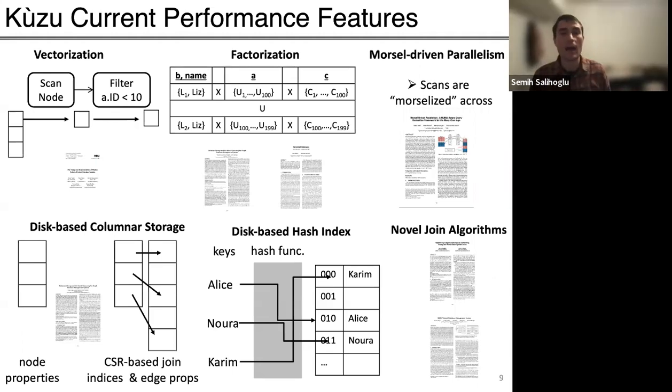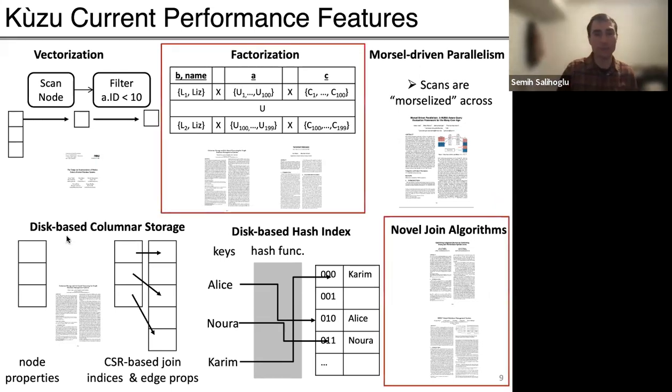We support a disk-based hash index, which is good for point queries. So on the primary keys of the nodes, we have a hash index which allows you to, for example, quickly get neighborhoods of nodes. So we optimize the system to be good at that. And it has several novel join algorithms that are based on years-long research that we have done in my group. Okay, and I'll tell you a little bit about both factorization and the novel algorithms.